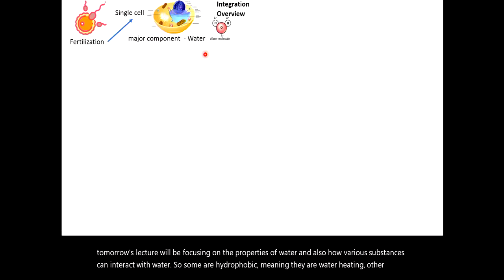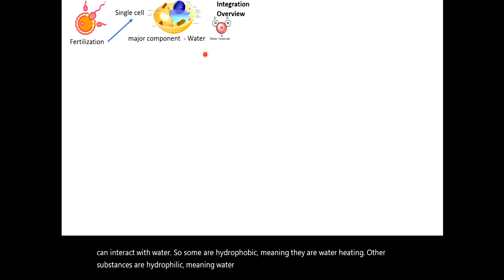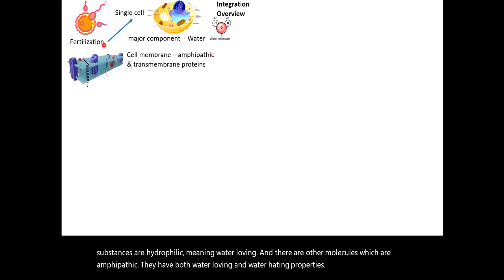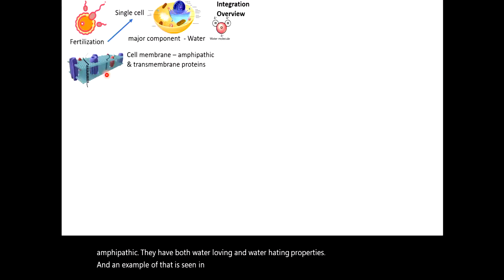And so in a single cell, the major component is water, and so tomorrow's lecture will be focusing on the properties of water and also how various substances can interact with water. So some are hydrophobic, meaning they are water hating. Other substances are hydrophilic, meaning water loving, and there are other molecules which are amphipathic. They have both water loving and water hating properties, and an example of that is seen in the phospholipid molecules which make up the cell membrane, right? So the cell membrane is made up of phospholipids.